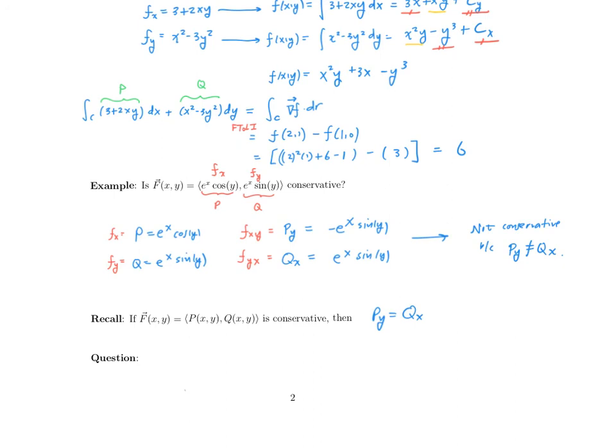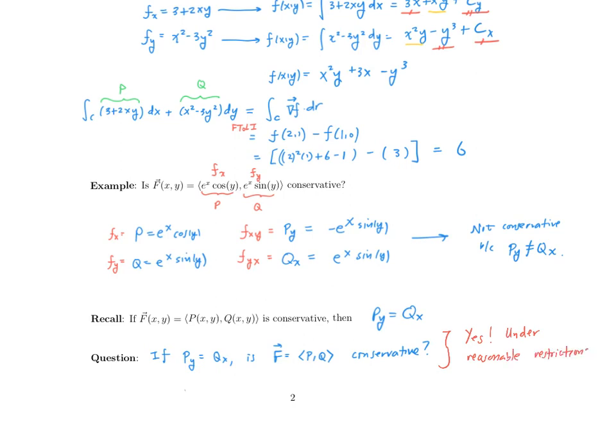And this leads us to the following question. If we know this relationship holds true with the partials, that is p sub y equals q sub x, can we make the conclusion that the associated vector field is conservative? This is the exact thing we were mentioning we need to be careful about. And it turns out that the answer is yes, but I'm going to add in here under some reasonable restrictions.